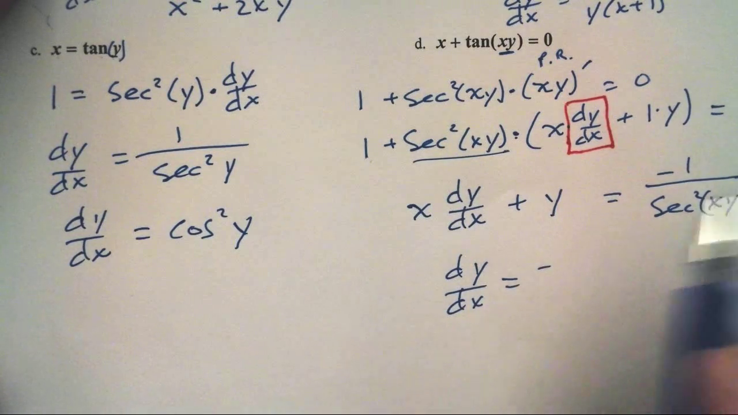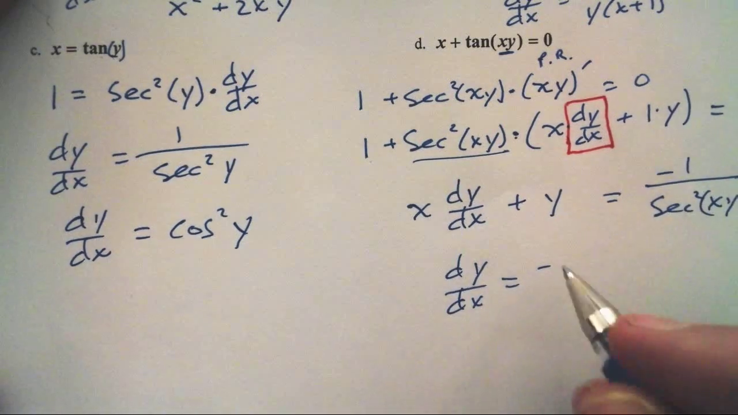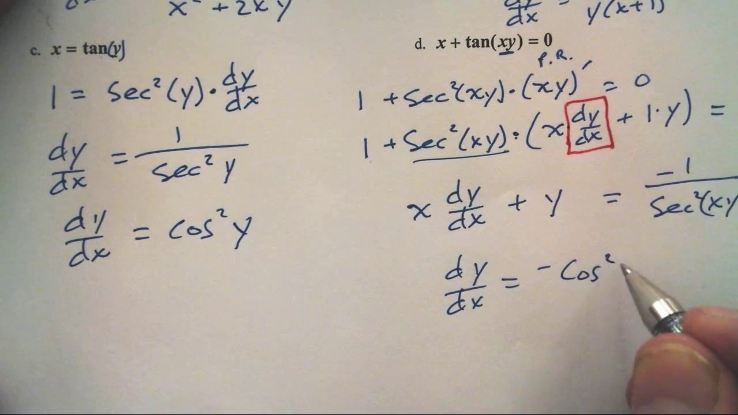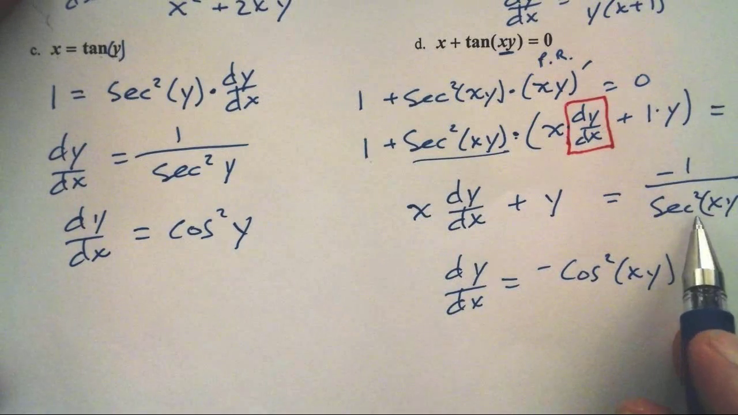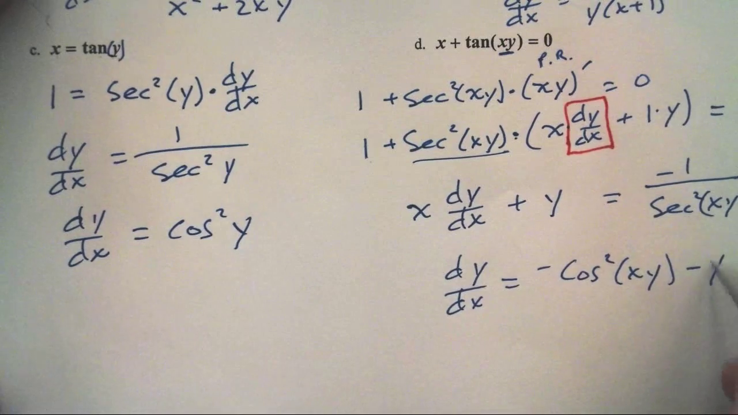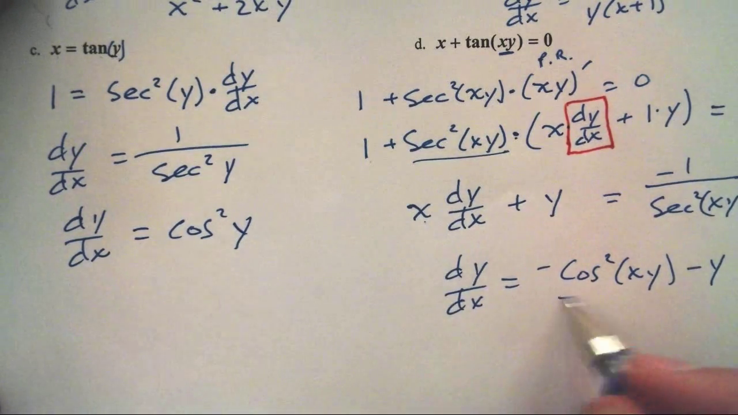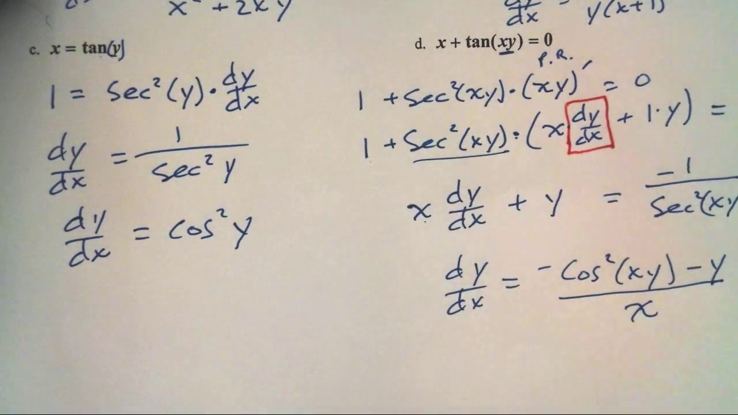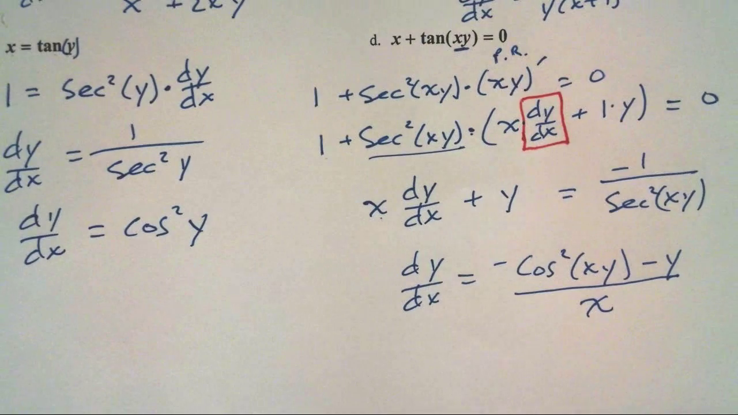If I'm solving for dy/dx, the first thing I would do is subtract y. Now, before I did that, I guess this would be the first thing I do. I'd take a look at this. I can call this negative cosine squared xy, just like we did on the previous problem. Then subtract y, and then to get dy/dx alone, last thing I have to do is divide by x. Okay, so not too bad, just different.